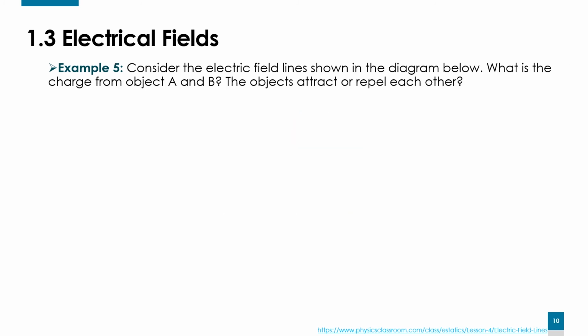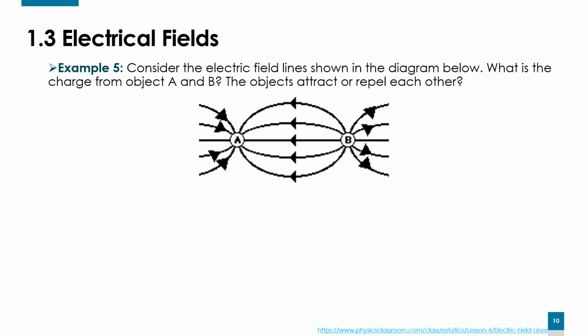Okay, the next one. Consider the electric field lines shown in the diagram below. What is the charge of objects A and B? So I have this diagram here, and I don't know the charges, okay? I have object A and object B. I need to figure out which charge they have and whether they attract or repel each other. The best way is to look at them separately. Let's look at A only.